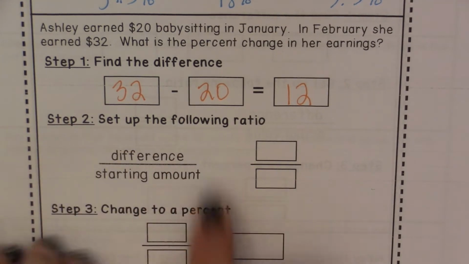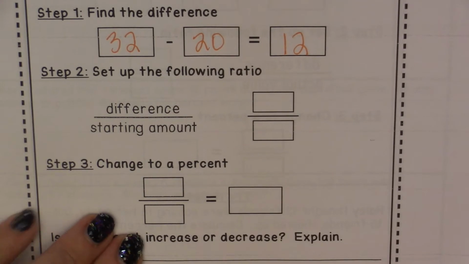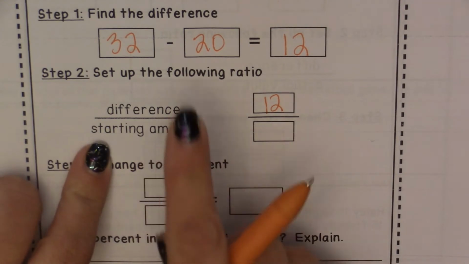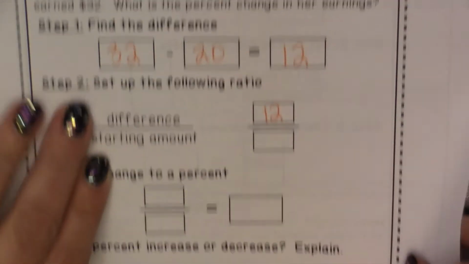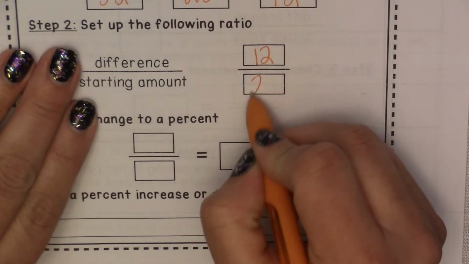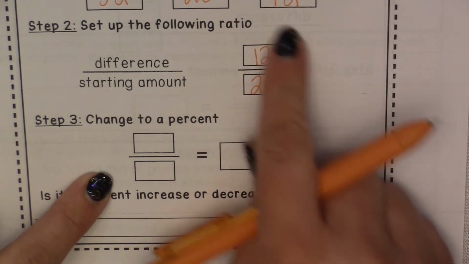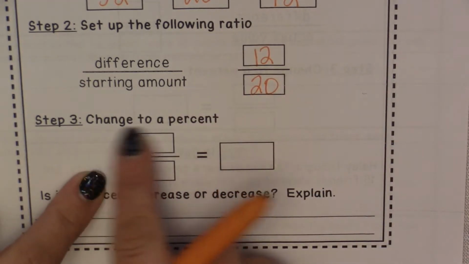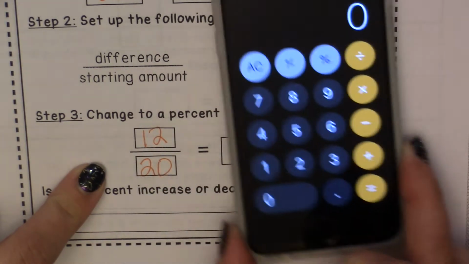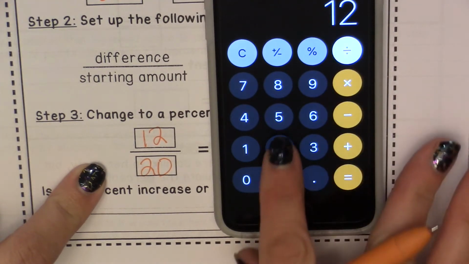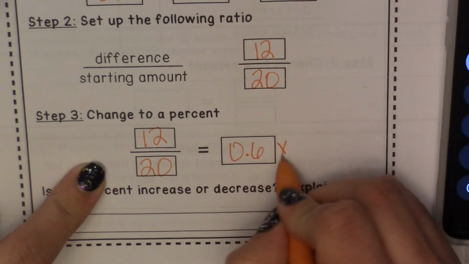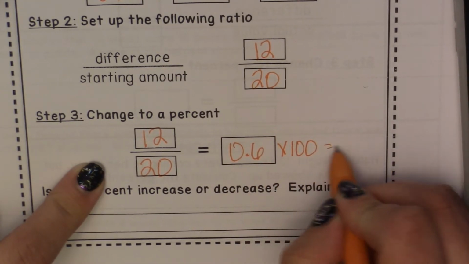Then we're going to set up the following ratio, which we talked about in class. This is the dividing part. We're going to take the difference, and we're going to divide it by the starting amount. We're starting in January, so we're going to use the $20 amount. Then we're going to take this ratio and move it down into step 3 and change it to a percent. So we have 12 divided by 20. I'm going to use my calculator. 12 divided by 20 is 0.6, which if we times by 100 is 60%.